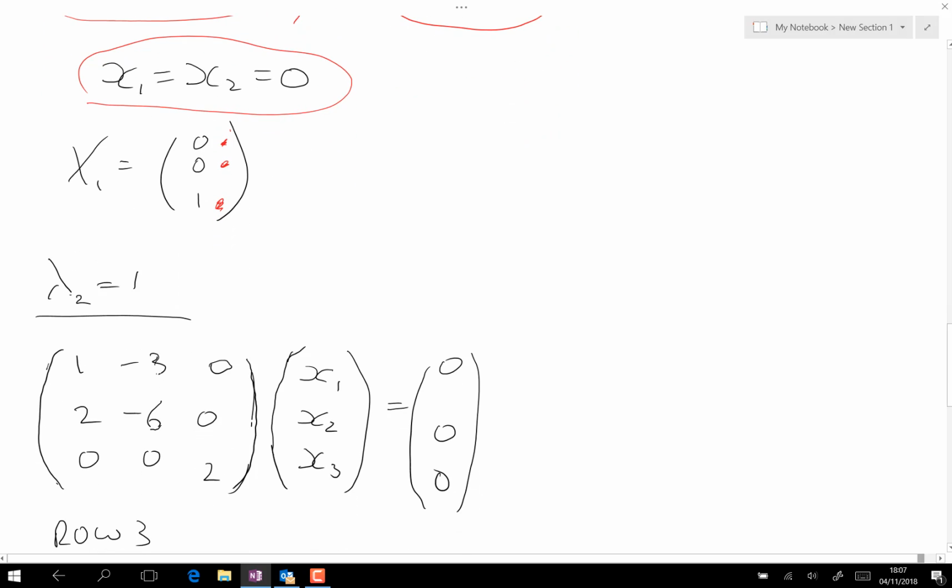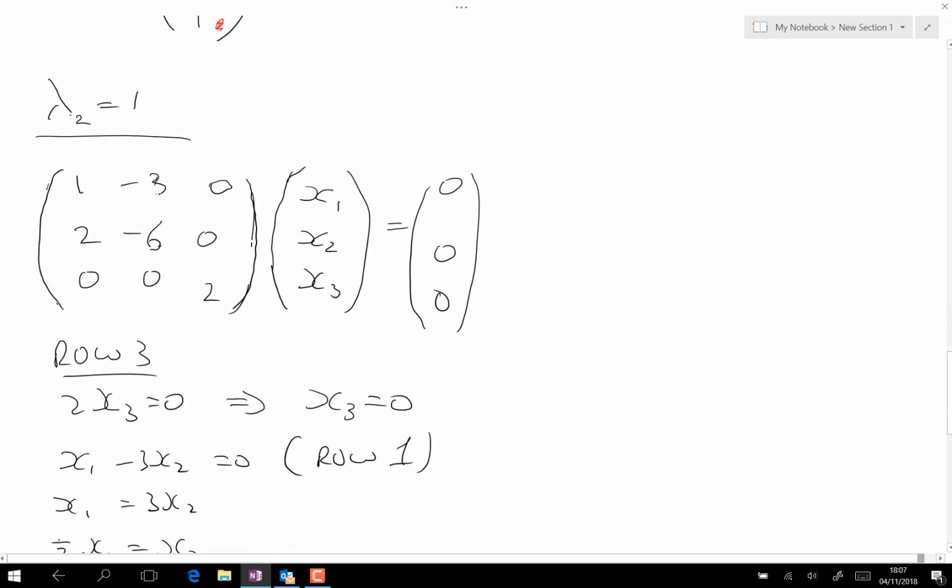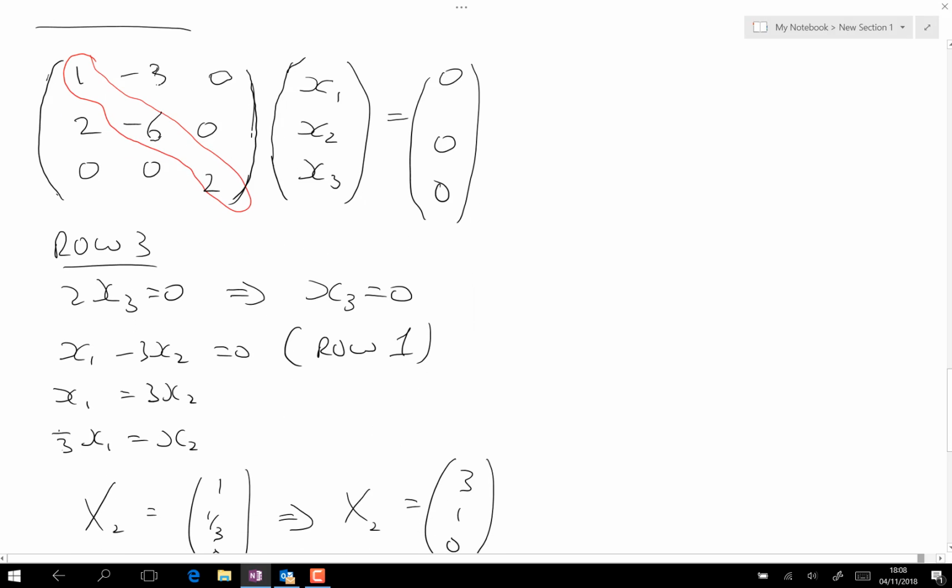Okay, let's look at the next eigenvalue, lambda 2 equals 1. In this case, once again, we just subtract 1 from the leading diagonal, and that's already been done in this case. So here's my leading diagonal with the 1 subtracted already. I can see from row 3 that 2 lots of x3 will equal 0, so therefore x3 equals 0. Now, if I look at row 1 and row 2, I can see that the elements within them have the same relationship. In row 1, I had a 1 and a minus 3, and in row 2 I have a 2 and a minus 6.